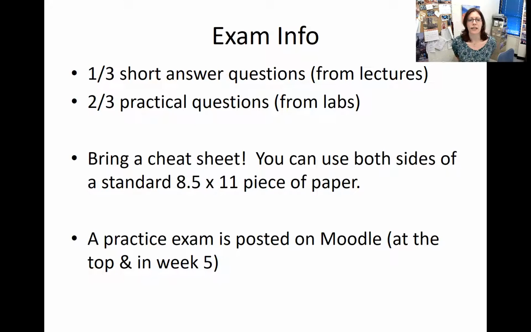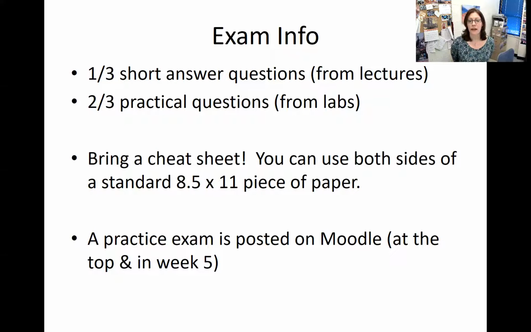What does the exam look like? A third of the exam is going to be short answer questions, that's content from lectures and some content from labs. Two-thirds of it are going to be practical questions, and those are largely from labs. By practical questions, I mean it's not just conceptual, but you're actually going to be opening GIS, downloading some data, and answering questions that we pose to you based on those data.